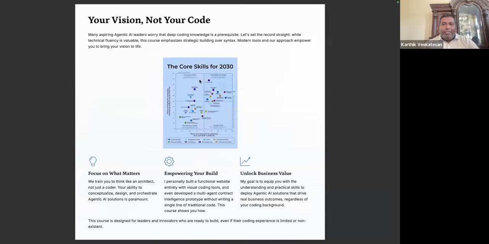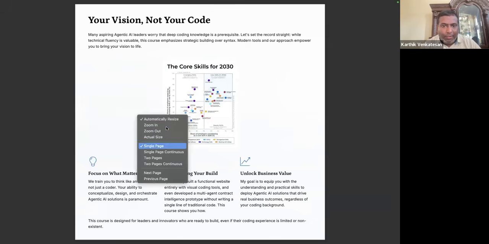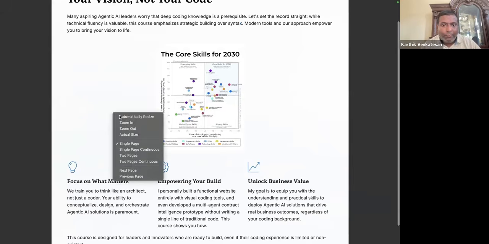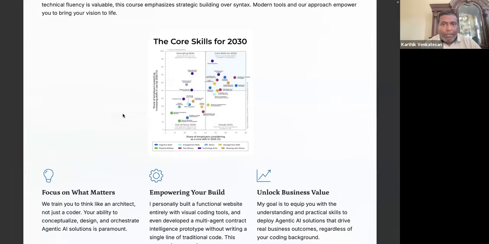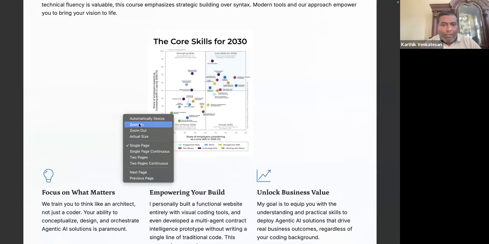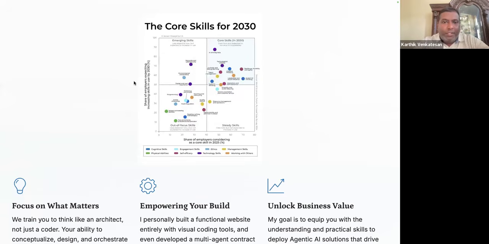Okay, again, I want to reemphasize, some people were like, okay, I don't know coding. So I want to talk about this again. Core skills needed for 2030. This is the share of employers expecting increasing skills in use by 2030, and this is the share of employers considering it a core skill in 2025, in percentage. Look at programming, where it is. It's in the out-of-focus skills quadrant. So this is how the industry is shifting because of AI.